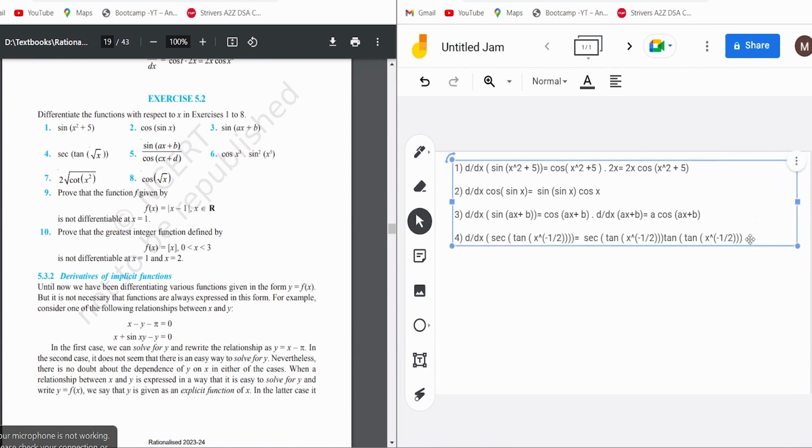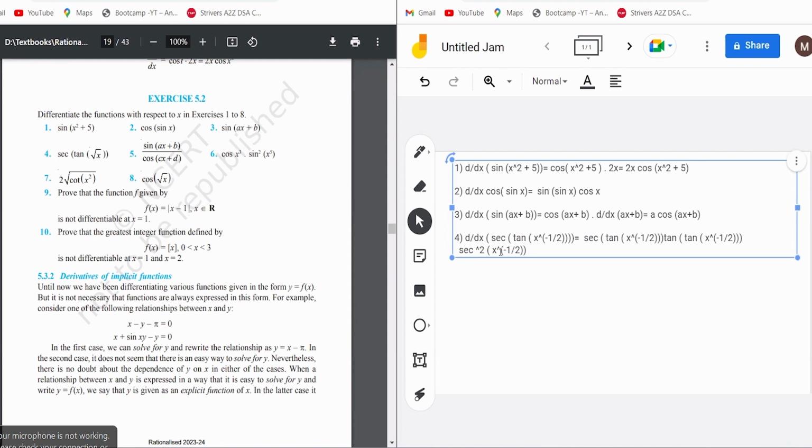Now come inside, differentiation of tan of root x. So firstly, we have to differentiate tan x. Differentiation of tan x is nothing but sec square x. So it would be sec square of x. What is x? X is again the same, root x. So it would be x power minus half. Okay. So we have done differentiation of outer function sec. Then we have done differentiation of inner function tan.